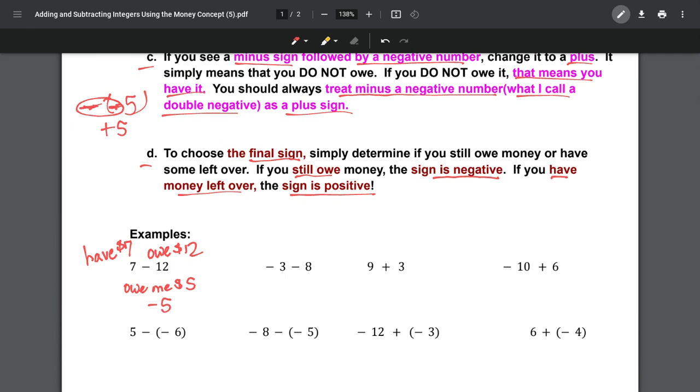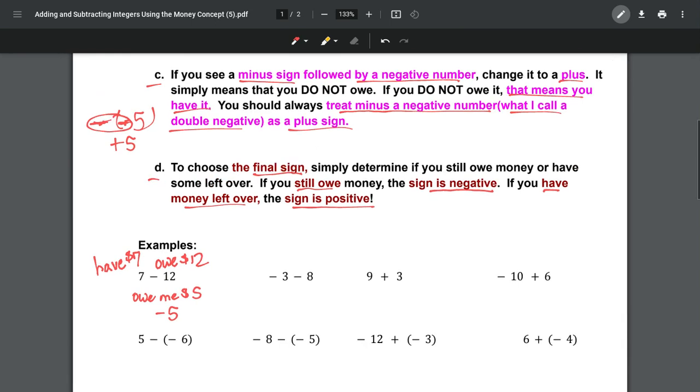Why is it negative? Because the money isn't yours. You owe me and I need my money. Okay? So if it was yours left over, the answer would be positive. But if you still owe me, the answer is negative. I'm just trying to use common sense, okay? All right, so now let's take a look.